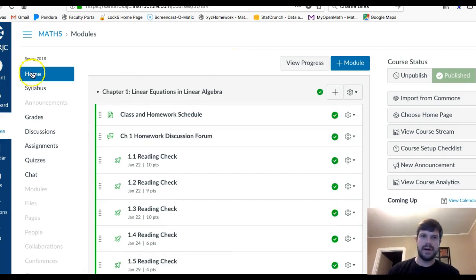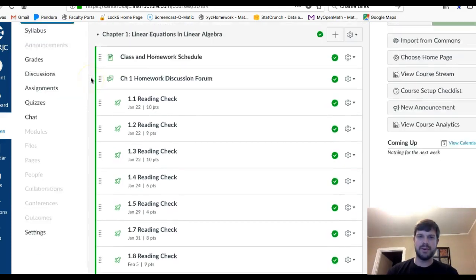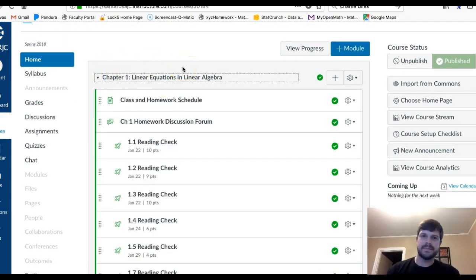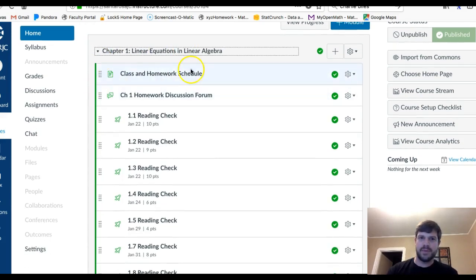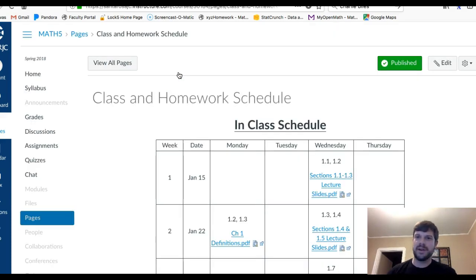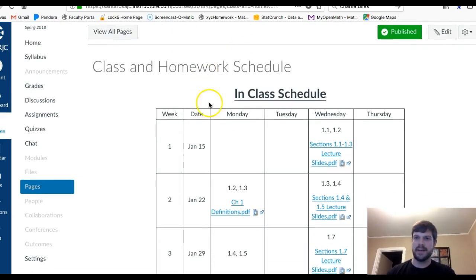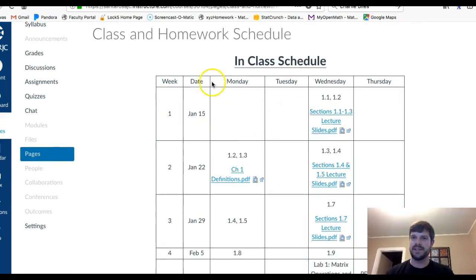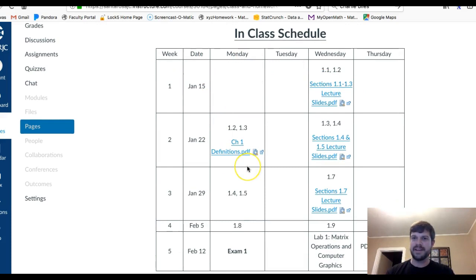All right, so on the home page, we've got the course modules. I just have chapter 1 right now. I haven't designed the entire course just yet. So the first tab is our class and homework schedule. Again, if this changes for whatever reason, we need more or less time on a topic, or hopefully this won't happen, if I have to miss class, I will change this on here. But here's our in-class schedule.